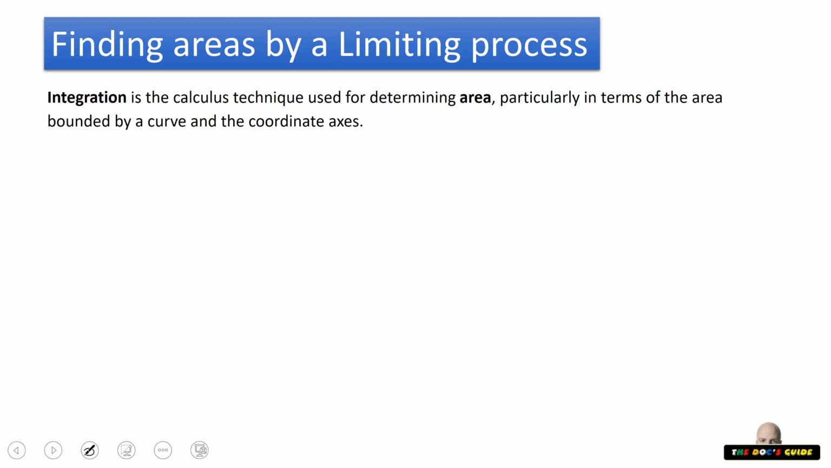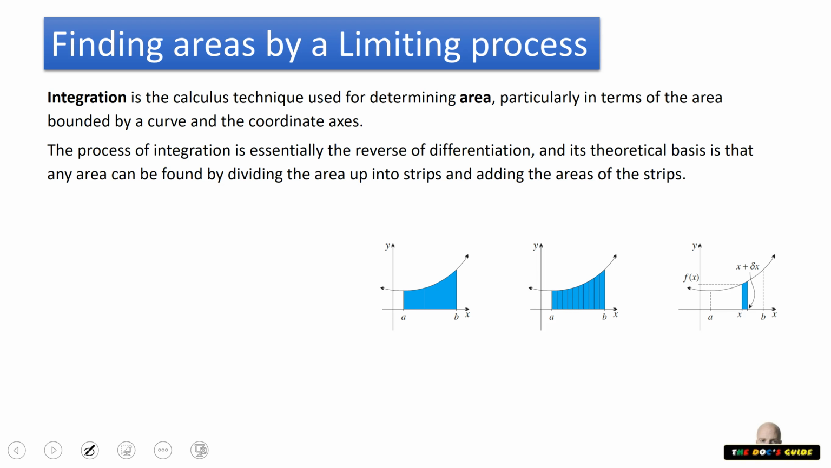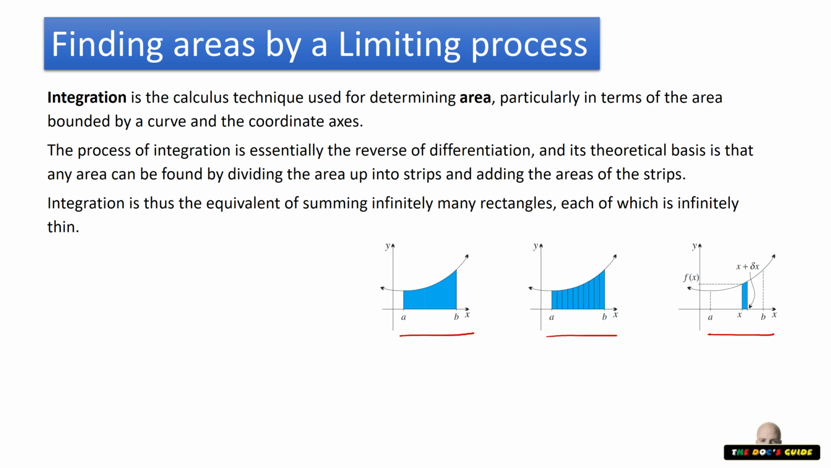What we mean by this is that we can determine the area bounded by a curve and the coordinate axes by taking that area between the curve and the axes, dividing it up into strips, getting an expression for the area of a particular strip and adding those together. So integration is the same as summing infinitely many rectangles, each of which becomes infinitely thin. It's a limiting process, in the same sense as finding the derivative was a limiting process, where we changed a secant into a tangent in the limit.